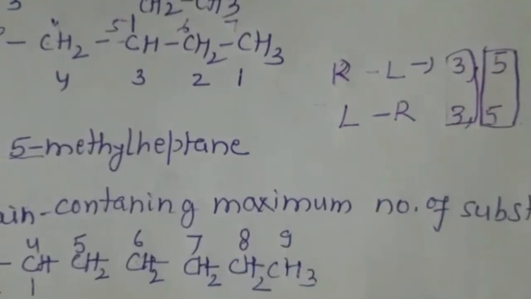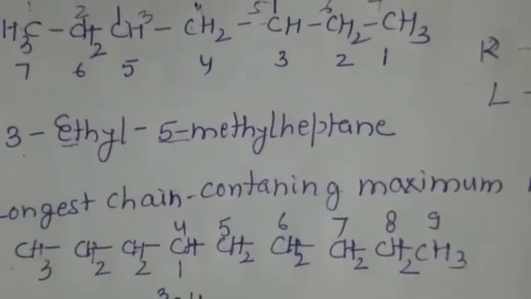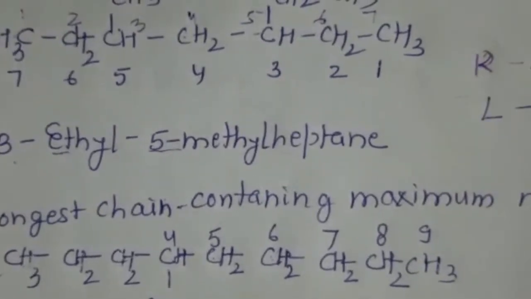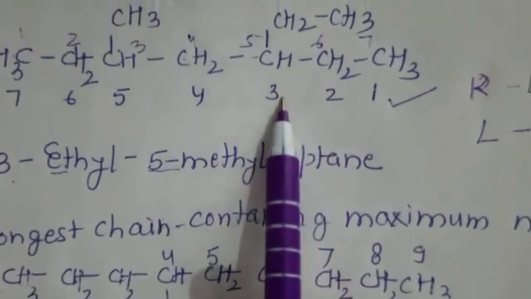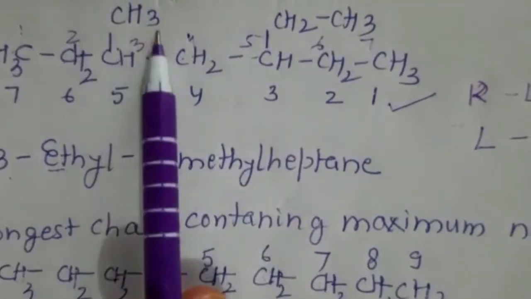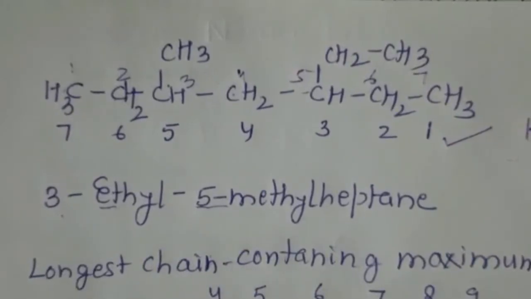Then in that case, after this we follow the alphabetical order. So the preferred order of the numbering will be this one, and here it is named as 3-ethyl 5-methyl heptane.